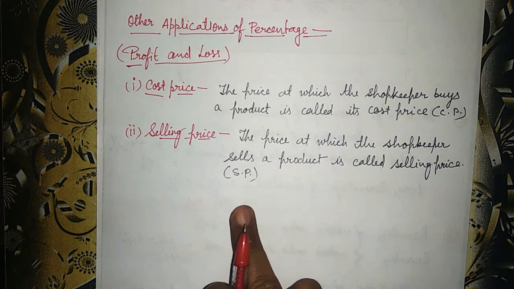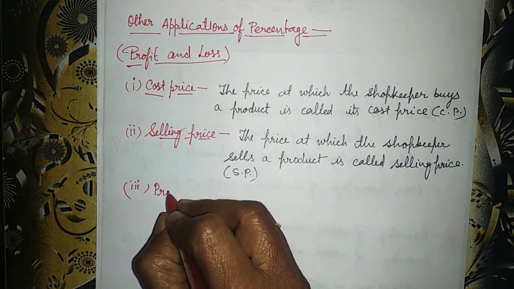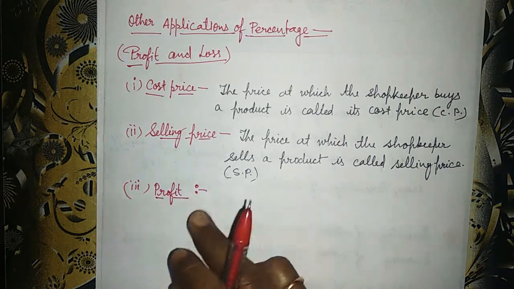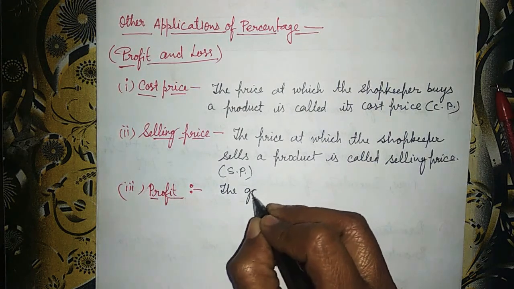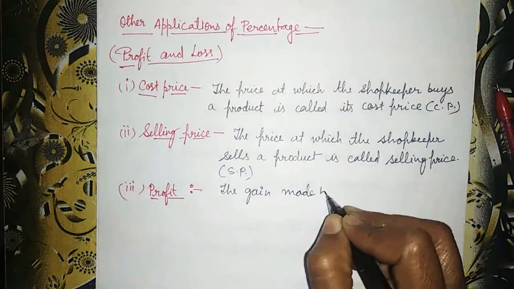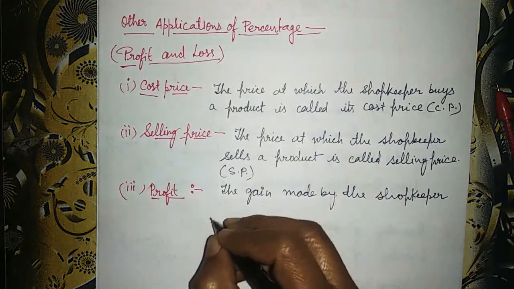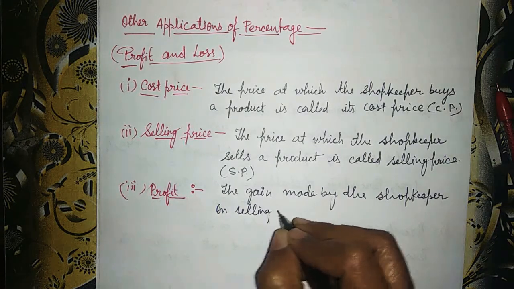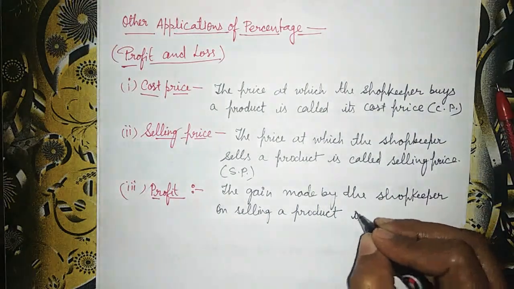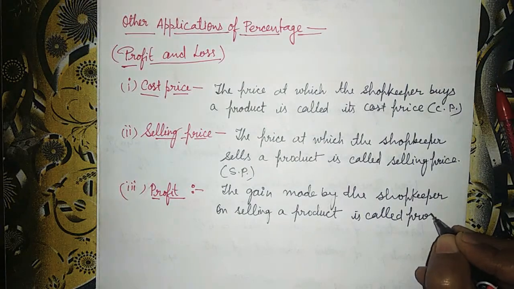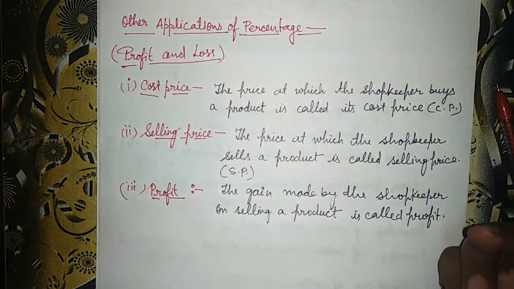Okay, and after CP and SP I will tell you now about profit. It is clear from the word only, profit or gain. The gain made by the shopkeeper on selling a product is called profit. Okay, so what is profit? The gain made by the shopkeeper on selling a product is called profit.